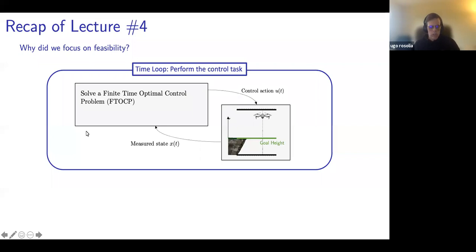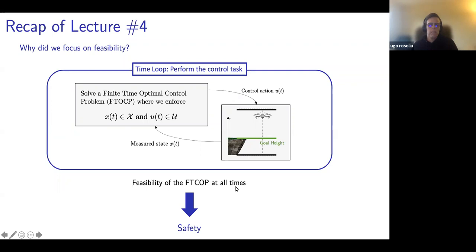So we performed this at each time step. And as we saw last week, and as you saw in your homeworks, the optimal control problem that we solve enforced the current state to be within our constraint set, and the current input that we apply to the system to be within the input constraint set. And so whenever we solved this problem and we got a feasible solution, feasibility implied that at a particular time step, our safety constraints are satisfied. And for this reason, we focused on feasibility, because guaranteeing that the control problem is feasible at all time instances implies safety. And so this is the reason why we spend so much time worrying about feasibility.